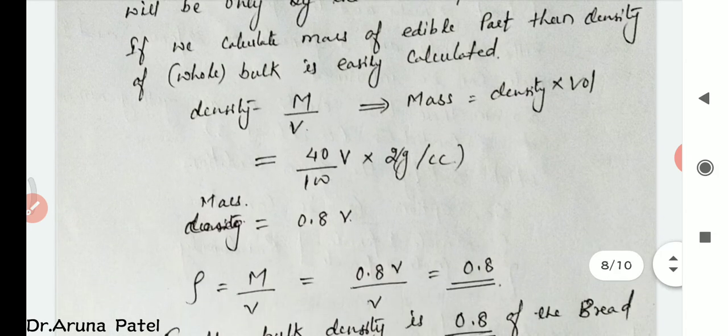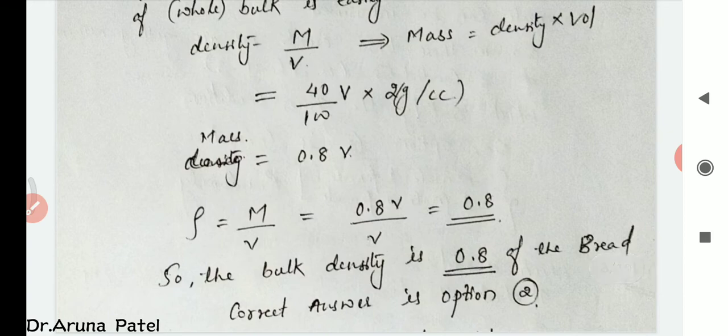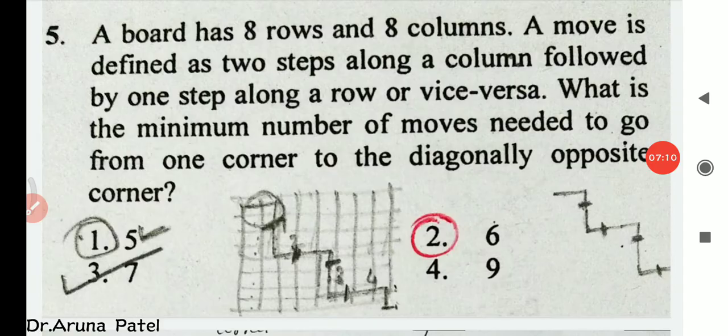Now you know that density is equal to mass upon volume. So it is 0.8 times V to the total V. So V has been cancelled out and you get 0.8. So the bulk density of the bread is 0.8. So the correct answer for this is option number 2. Now this is question number 5.